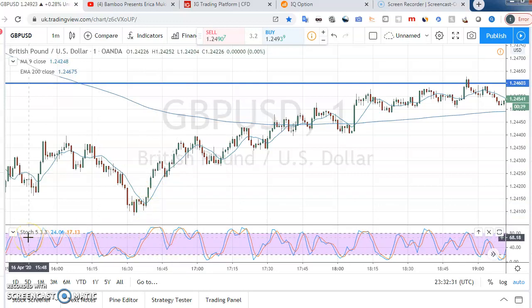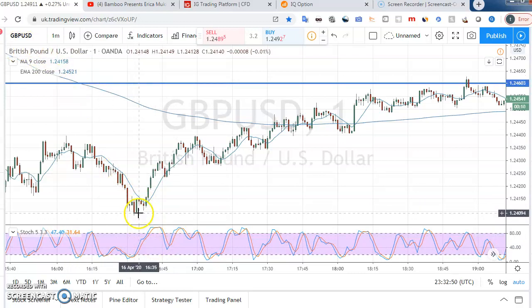We also use a stochastic. You set your stochastic to 5-3-3. So only two indicators are needed: the stochastic and the moving average. Let's say we're looking at this right now on a 1 minute GBPUSD.